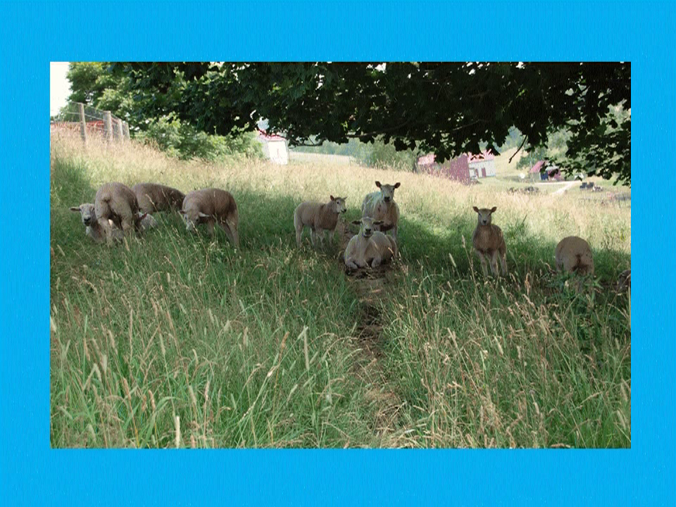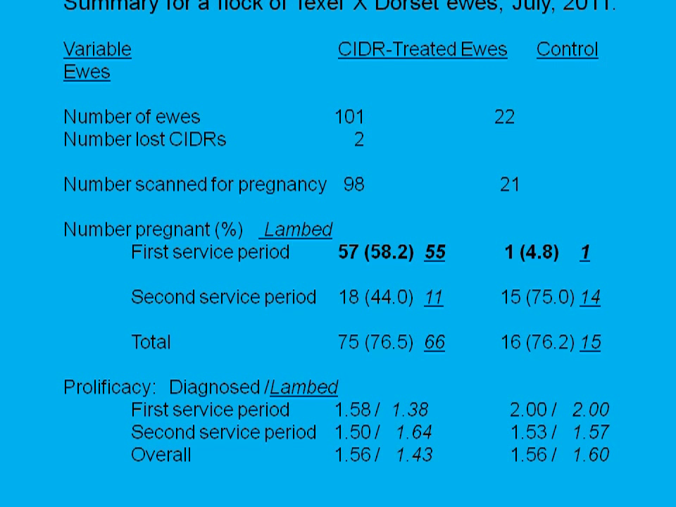So these gals here with their ears up are Texels. And this one had more Dorset than her. And that's the kind of combination that he has, pretty much Texel and Dorset cross. The more Texel ewes are bred back to Dorset, and the more Dorset types are bred back to Texel, pretty much. So here's July 2011 in George's flock.